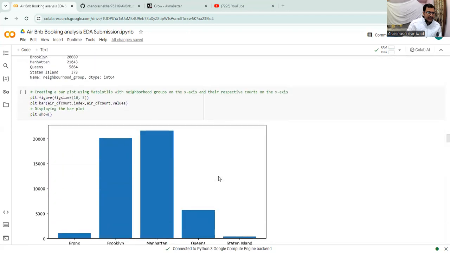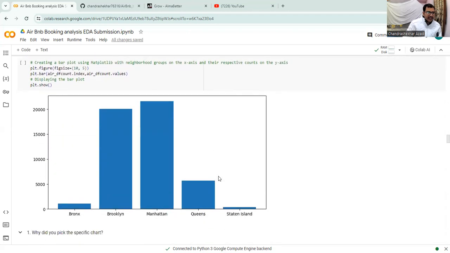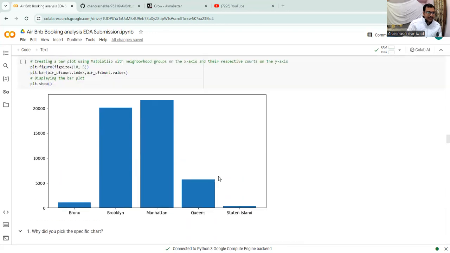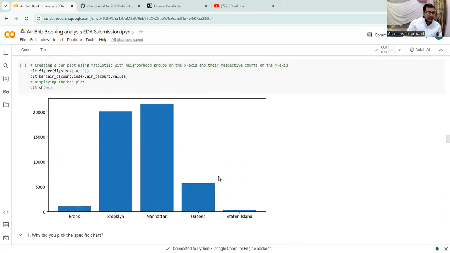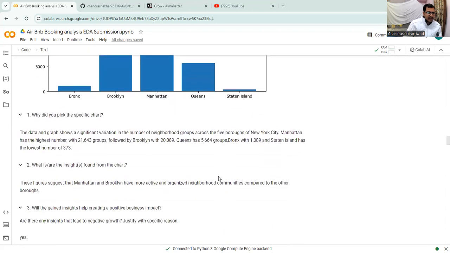The next chart is the distribution of neighborhood groups. From the above figure, Manhattan and Brooklyn have a more active and organized neighborhood community compared to the others.